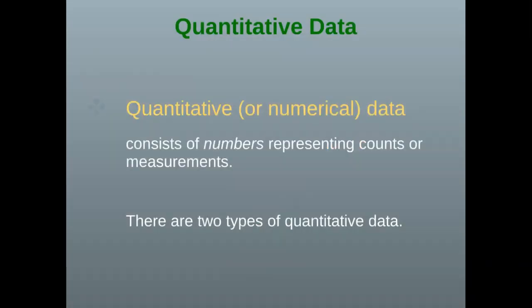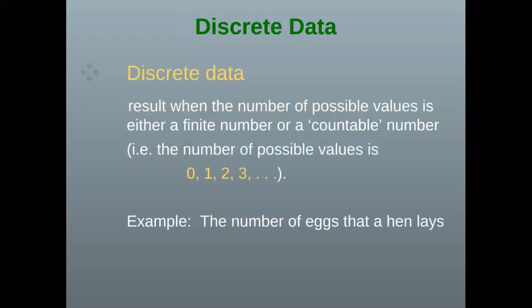Now, when we're collecting data, there's two general types of data. There's quantitative and qualitative. Quantitative is a numerical type of data. It consists of numbers, typically representing counts or some sort of a measurement. Okay. Within quantitative data, there's two types. There are discrete data. So this is typically done with counting. Okay. And it usually takes on values of, say, like 0, 1, 2, 3, 4, so on, so forth, right? Our example, number of eggs a hen lays.